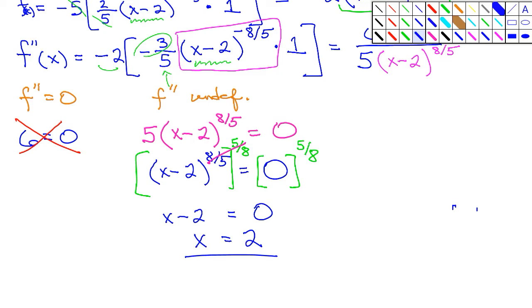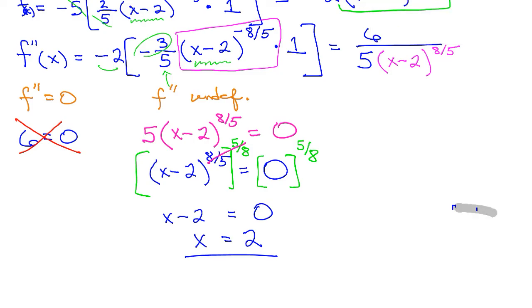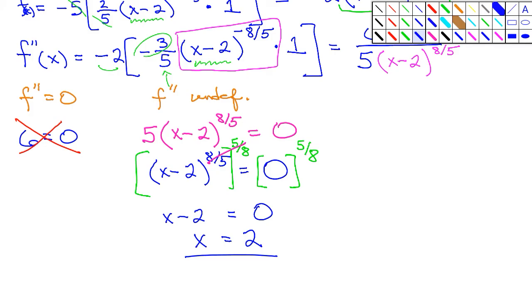for the sign chart. Let's go ahead and make our sign chart. We have one value, it's a 2, and it is undefined in the second derivative. Now we should point out that it's still defined for the function itself.